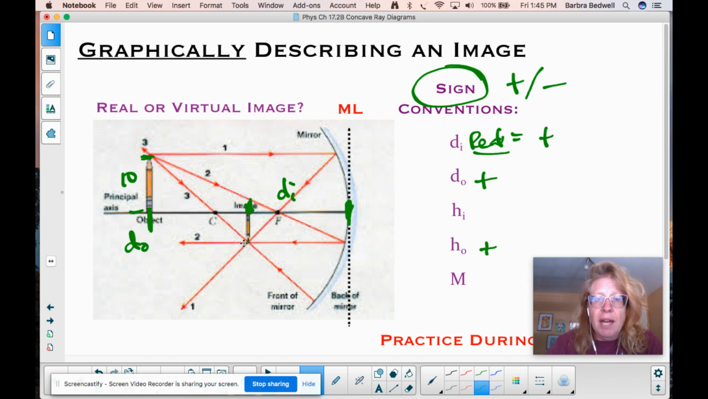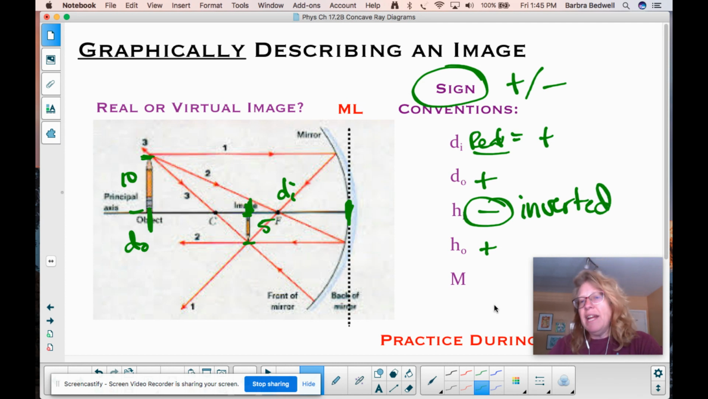But if you take a look at the height of our image, there's a couple of things to note about this. Number 1, it's smaller, and number 2, it's upside down. So maybe it's something like that. It's only 5, half the height. But the height of our image, because it's upside down, we're going to use a negative sign for this. And this is important. Again, HI, negative, means that it's inverted. And you could just take a ruler and measure it if you want to do that. But the negative sign tells you that it's upside down. Again, the positive sign of DI tells you that it's a real image. But the negative sign of the HI tells you that it's an inverted image.